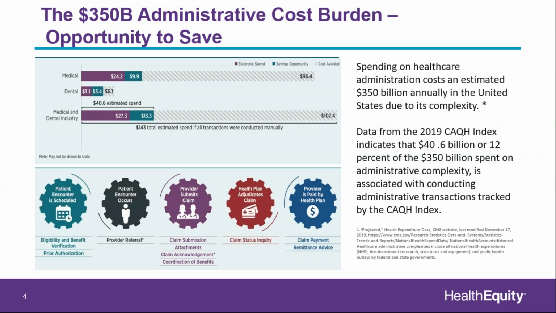And the amount that is spent on areas including the revenue cycle, as you can see in the lower diagram, that span everything from the patient scheduling and encounter all the way to the claims adjudication, claims payment, and advice, is estimated to be approximately 12% of the overall $350 billion, to the tune of about $40.6 billion. So it's a big number, and that includes both medical and dental.